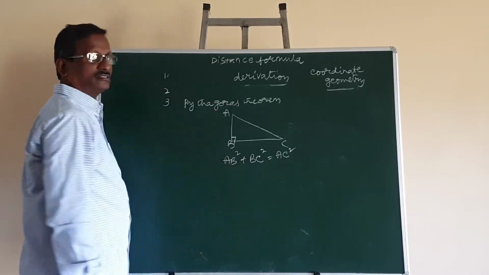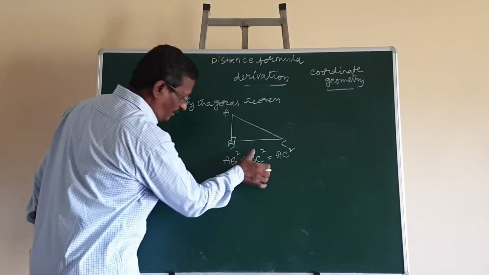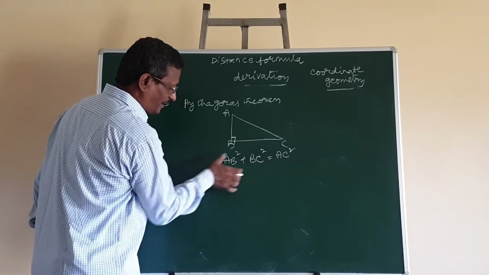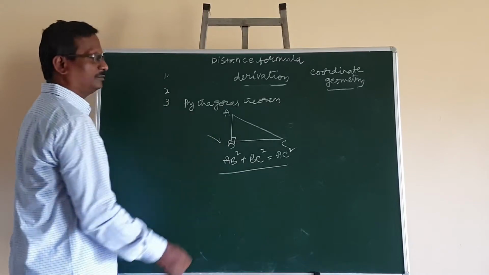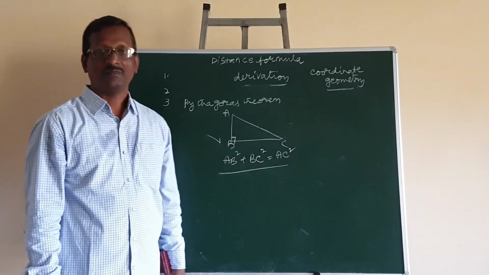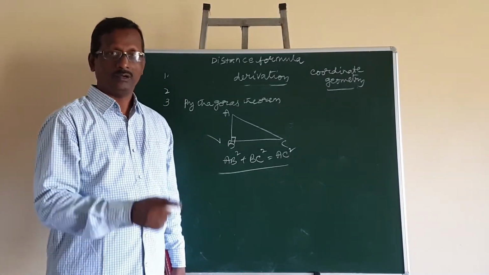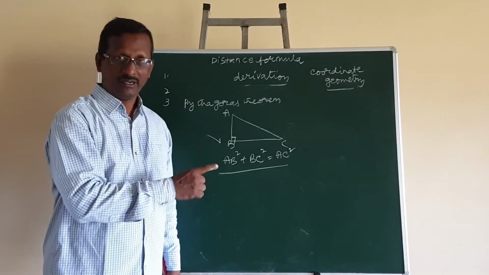AB and BC are the right angle making sides. The sum of the squares of the right angle making sides is equal to the square of the hypotenuse. This is also the third important point which we are supposed to know. Now let's go to the actual derivation.